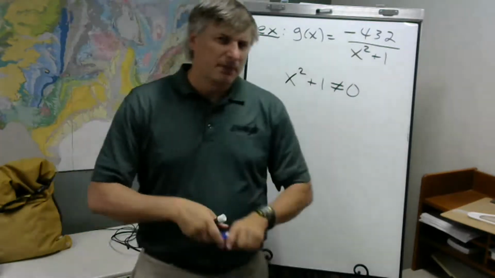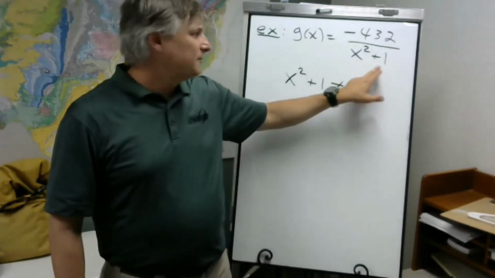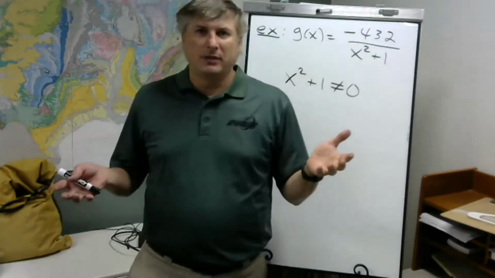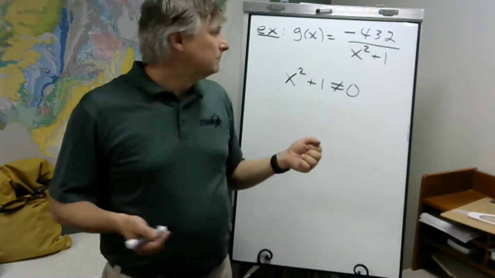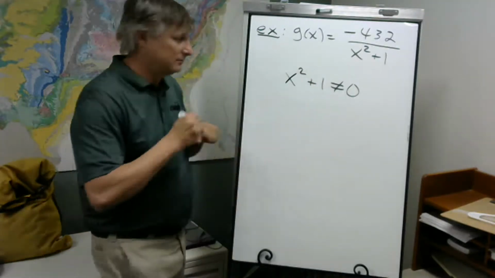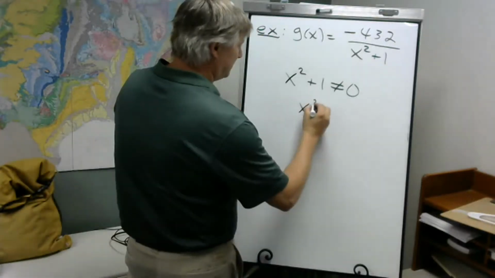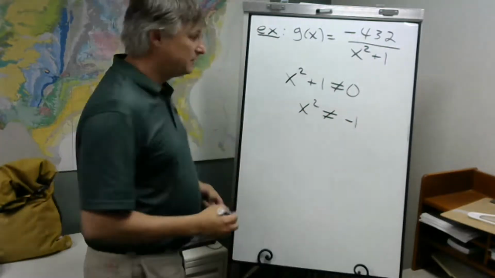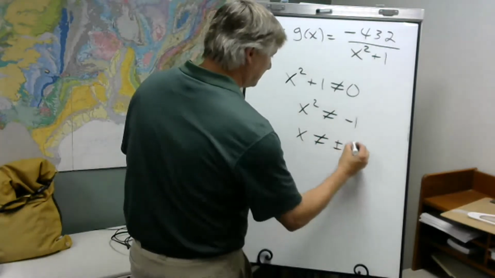And this one's kind of a tricky one. Think about this one. The only way this is 0 is if you add something to positive 1 that makes it 0. Now, the only thing you can add to positive 1 to make it 0 is negative 1. So can x squared ever be negative 1? Well, it can't. See, this is what happens if we try to solve this. If x squared is not equal to negative 1, take the square root of both sides, you get x is not equal to plus or minus i.